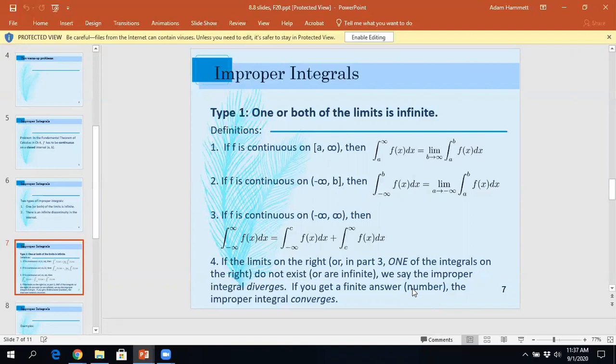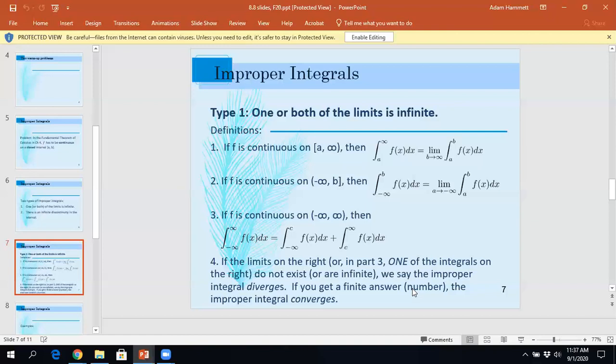Yes. Okay. So once again, that number 4 thing right there is important. This is kind of the crux of the matter. If the limit on the right, on either part 1 or part 2, or in part 3, even one of the integrals in that sum, which will require taking a limit, does not exist or is infinite, we say the improper integral diverges.